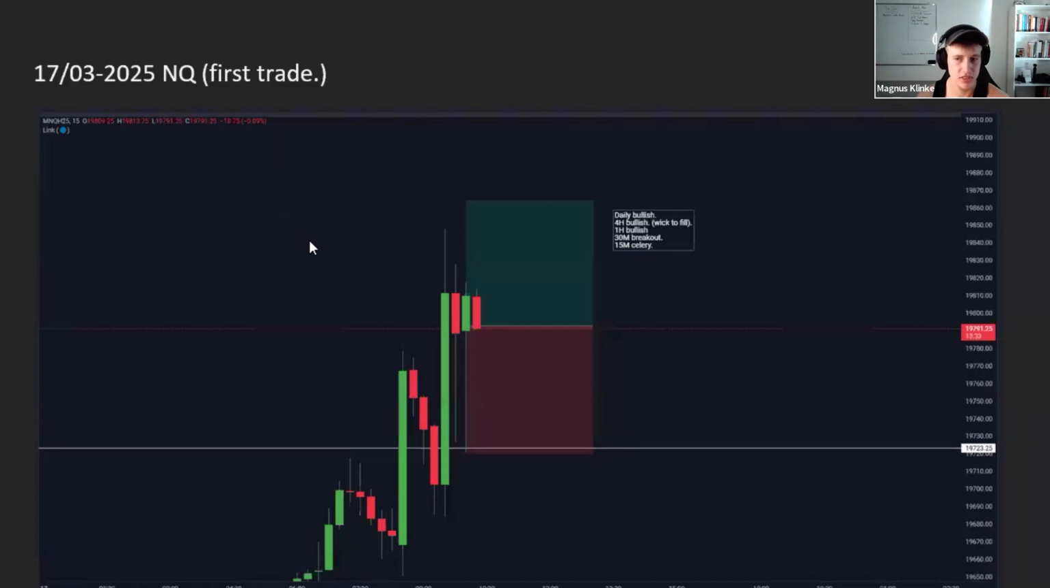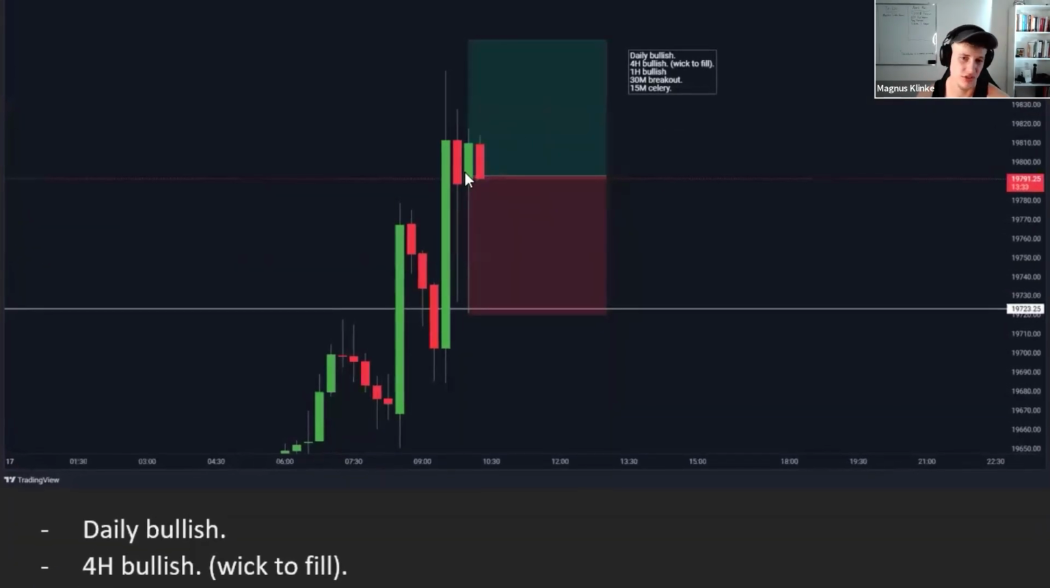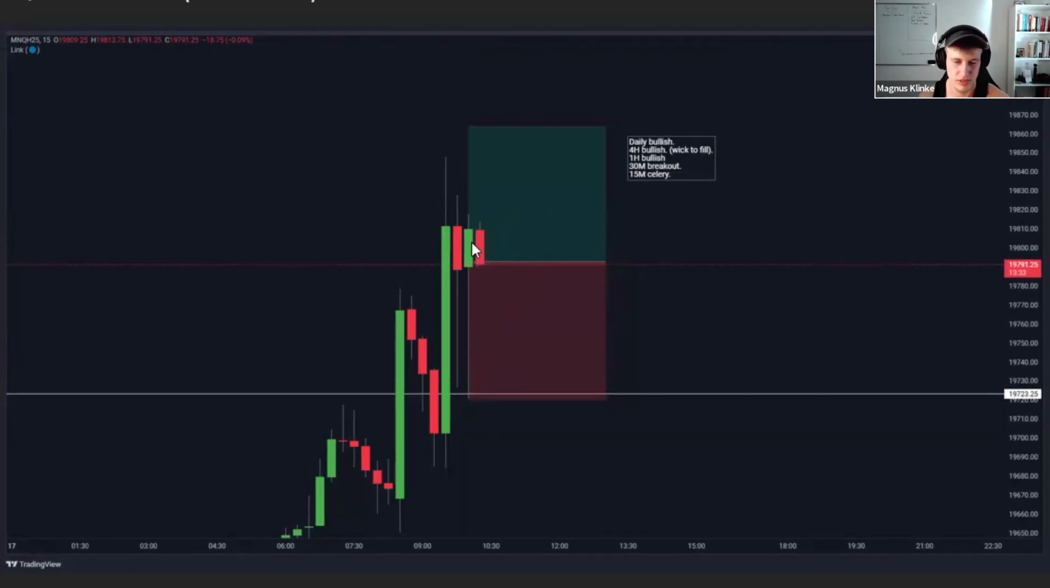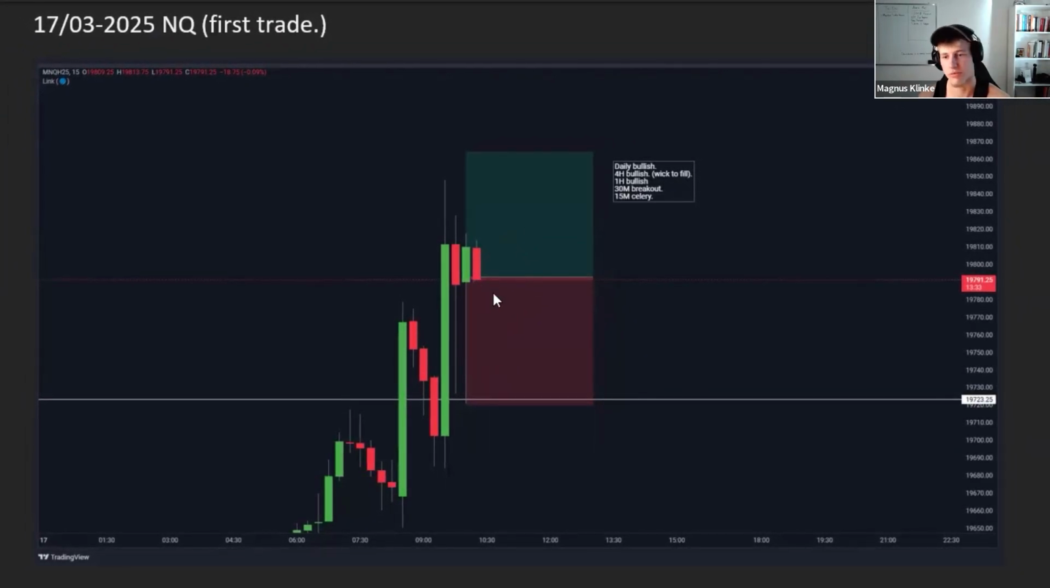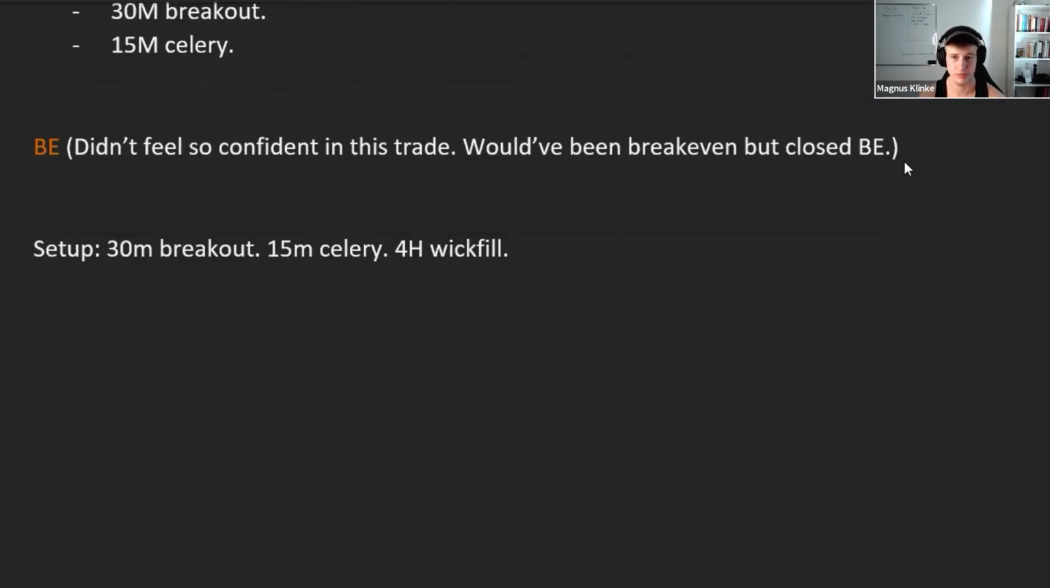This was the 17th. This was my first NQ trade. I closed break even, so nothing really to look at. It was basically just a candle moving down, grabbing that low, kept tight stops on this one, and basically counted on that bullish one. But when I saw it close below resistance, I was like, nah, I'm not really that confident in this trade, so I just closed it off, and now I'm sample sizing this pair. So yeah, didn't feel so confident. Would have been break even, but close.